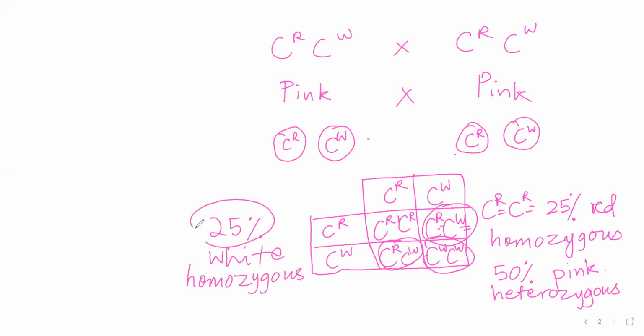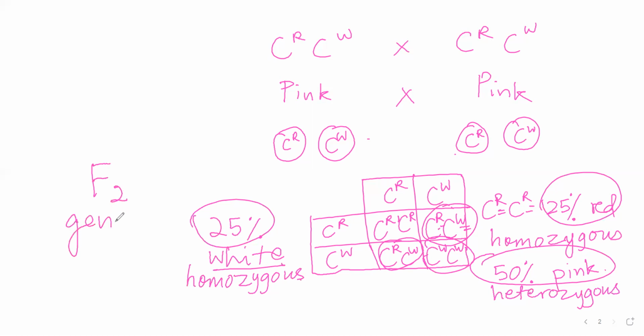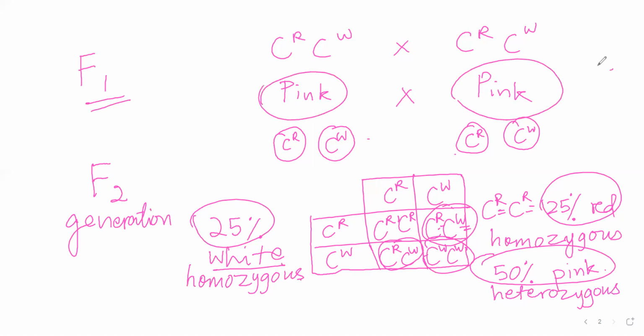So it means we will have 25% white, 25% red, and 50% pink in our next F2 generation. So these are the results of the F2 generation. In F1, we crossed both pink and pink. But in the next generation, we actually got 50% pink only and 25% red and 25% white. This is what we call codominance.